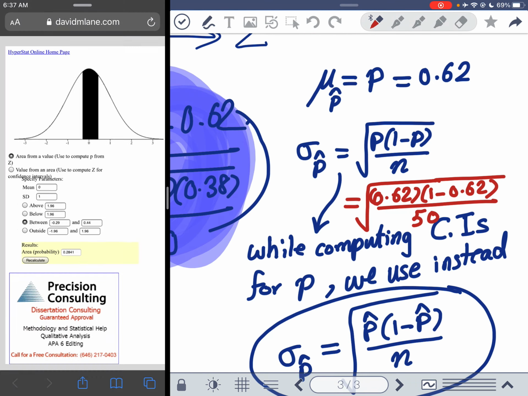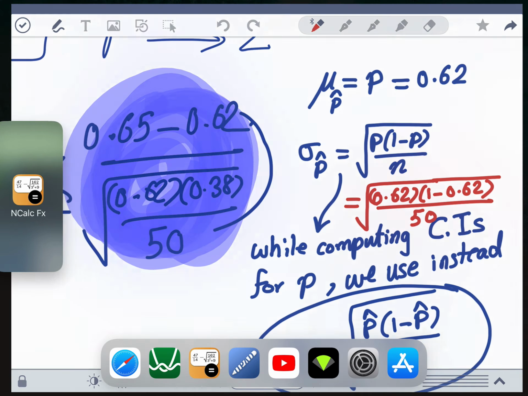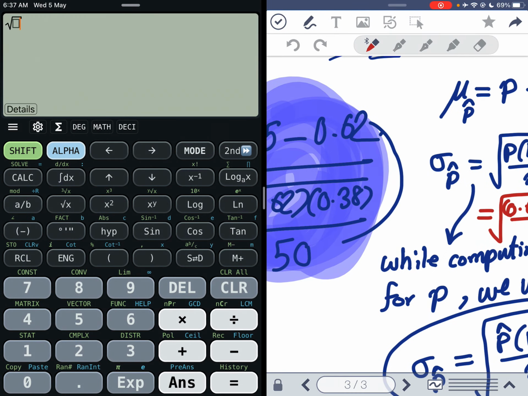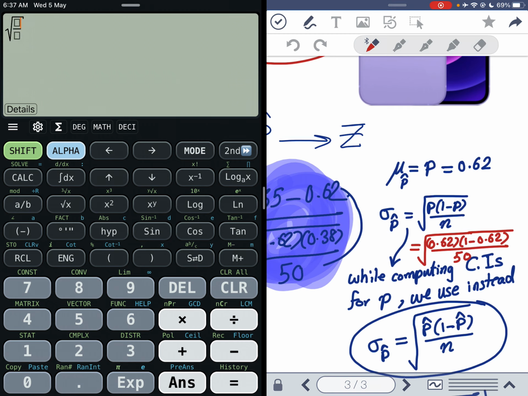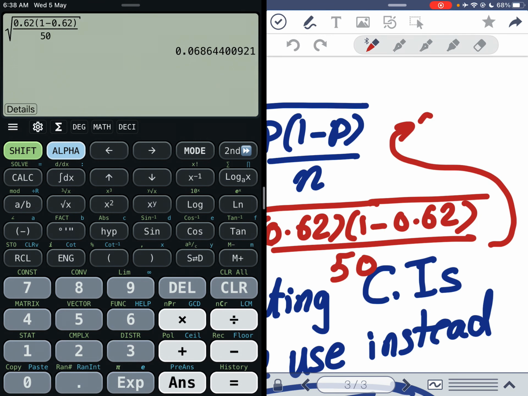How much would this be? So what we will do is go to our calculator, of course, and find it. So let's do it on the calculator, radical, and then a fraction, 0.62 times 1 minus 0.62. Okay, you don't even need to put multiplication, it understands it, over 50. So our standard deviation is approximately 0.0686. Let me take 4 digits.